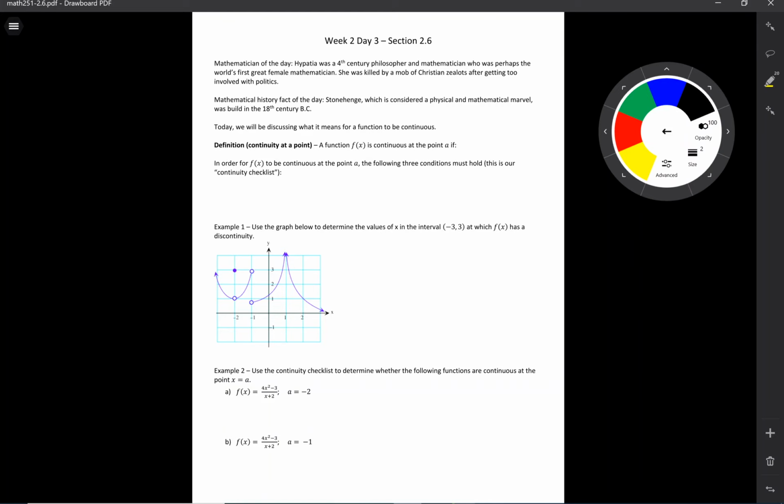All right, so we've been talking a ton about limits, and today we are going to continue with that and discuss this notion of continuity. So we'll be discussing what it means for a function to be continuous.